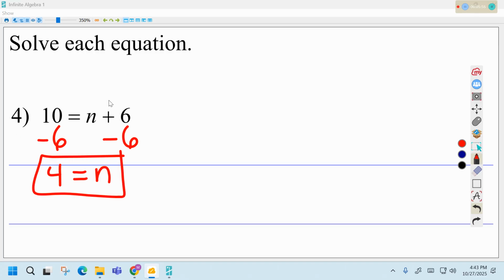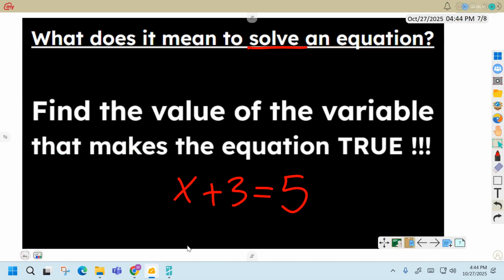And we can plug that back in to double check, right? Is it true that 4 plus 6 makes 10? Yeah, it is. And so you know that we have the correct answer. So always fall back on that definition of solve.